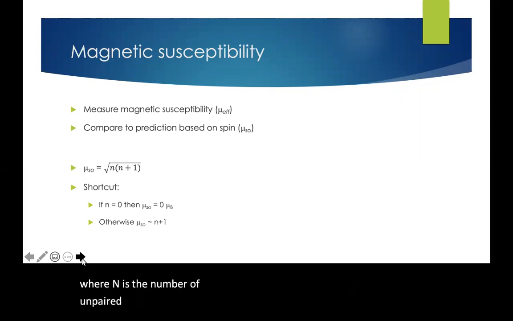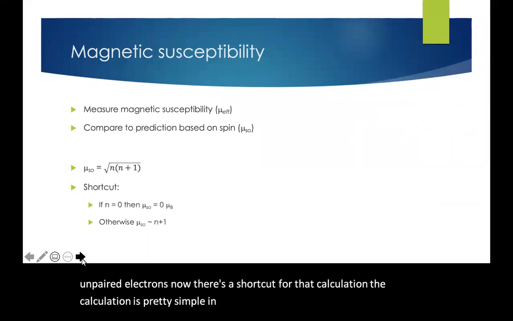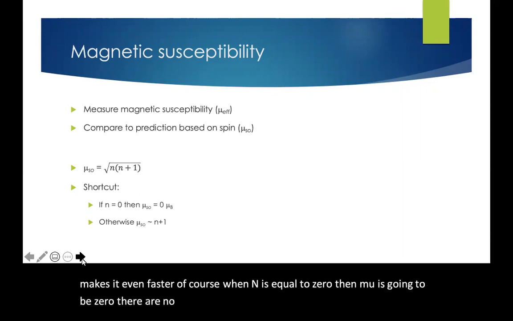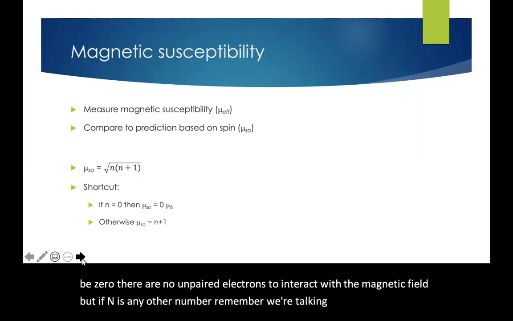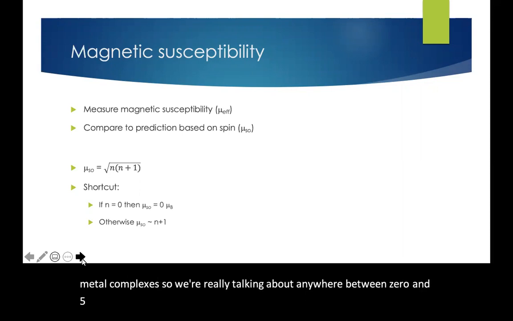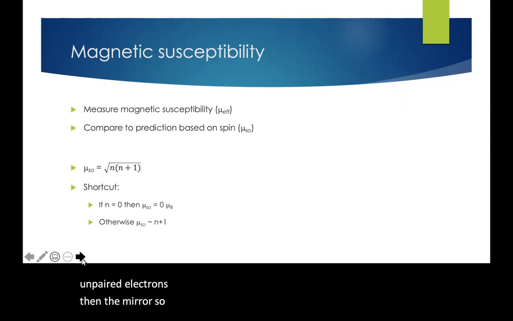Now, there's a shortcut for that calculation. The calculation is pretty simple in the first place, but there's a shortcut that makes it even faster. Of course, when n is equal to 0, then mu is going to be 0. There are no unpaired electrons to interact with the magnetic field. But if n is any other number, and remember, we're talking about transition metal complexes, so we're really talking about anywhere between 0 and 5 unpaired electrons, then the mu-SO value, if we round up on that calculation, is going to be the number of unpaired electrons plus 1.